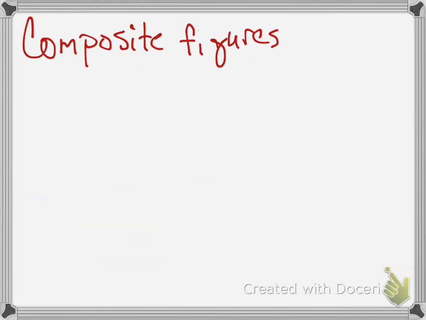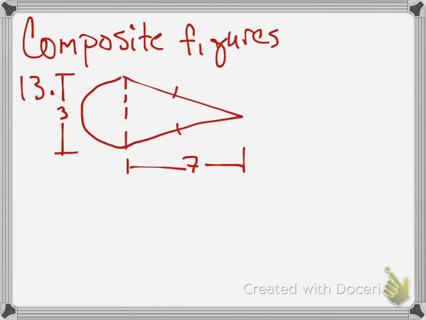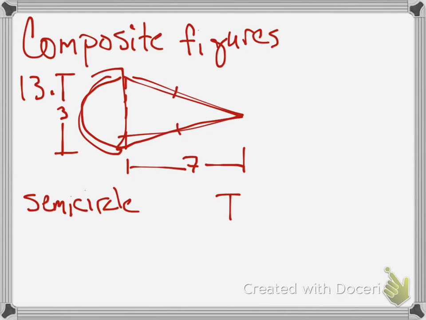For composite figures, basically you need to make sure you can identify the different shapes that you're looking at, and then kind of come up with formulas that you would need to find those areas, and then you could add or subtract. So let's look at 13. Now, if you look at 13, you basically have a semicircle. That's this part right here. Okay, so you have a semicircle, and you have a triangle. That's this end right here. Don't start thinking of ice cream cones or something like that.